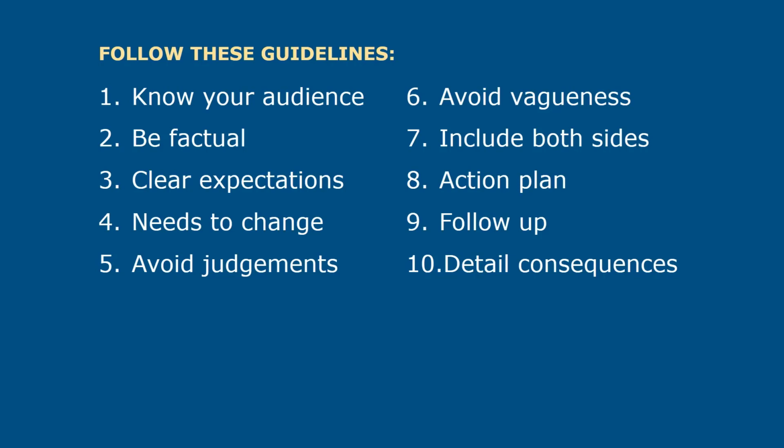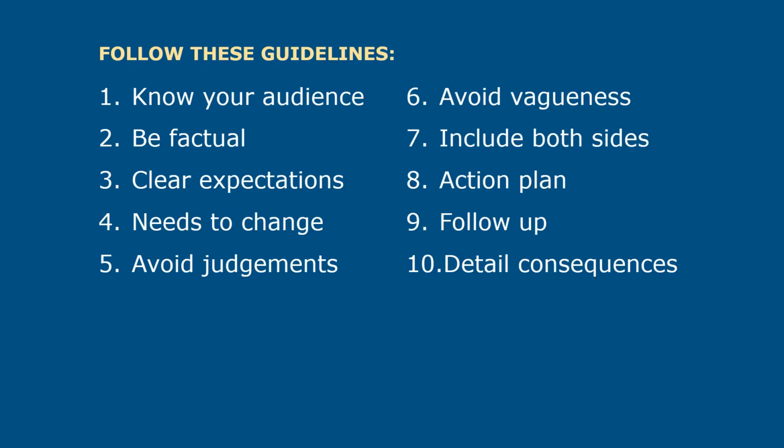Number four, describe what needs to change. Describe the job-related conduct, not the individual. Articulate how the behavior impacts others and the organization. Five, avoid judgments. Don't use words such as always or never. They're broad, which can easily be disputed by employees. Number six, avoid vagueness. Avoid vague phrases that could produce grounds for discrimination.